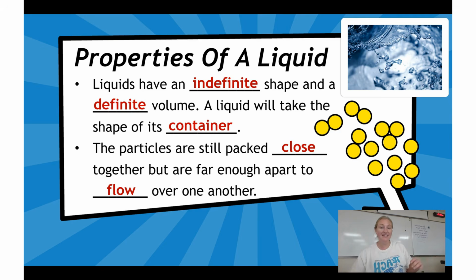So it would take up the same amount of space, but it would look different. So liquids have an indefinite shape and a definite volume. They take the shape of their containers. The particles are still close together, but they can flow around each other.